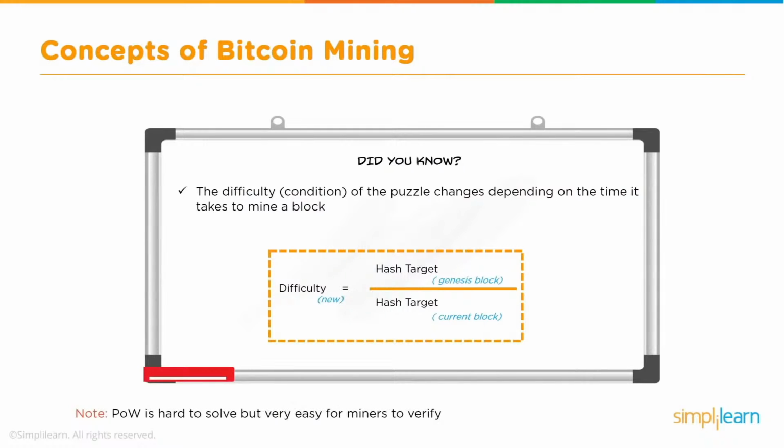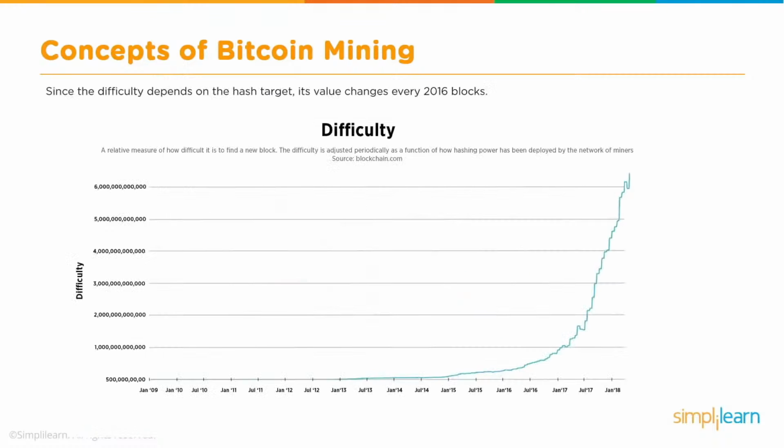Basically, it is very hard to generate the proof of work, but it is very easy for the miners to verify. Once you have solved the puzzle and broadcasted that you have validated a record, it is very easy for other miners to verify what you have done. Once the majority gives their consensus, the block gets validated and added to the blockchain. Since the difficulty depends on the hash target, its value keeps changing after every 2016 blocks.